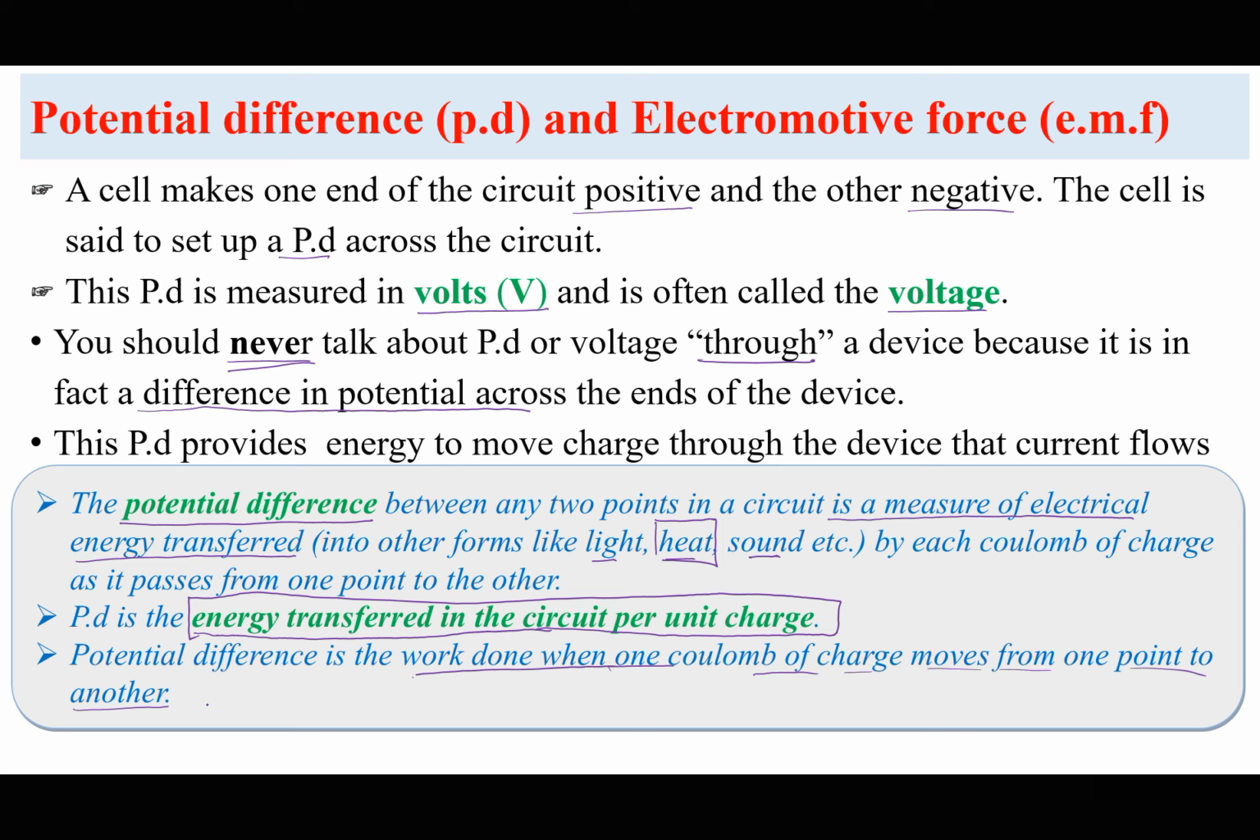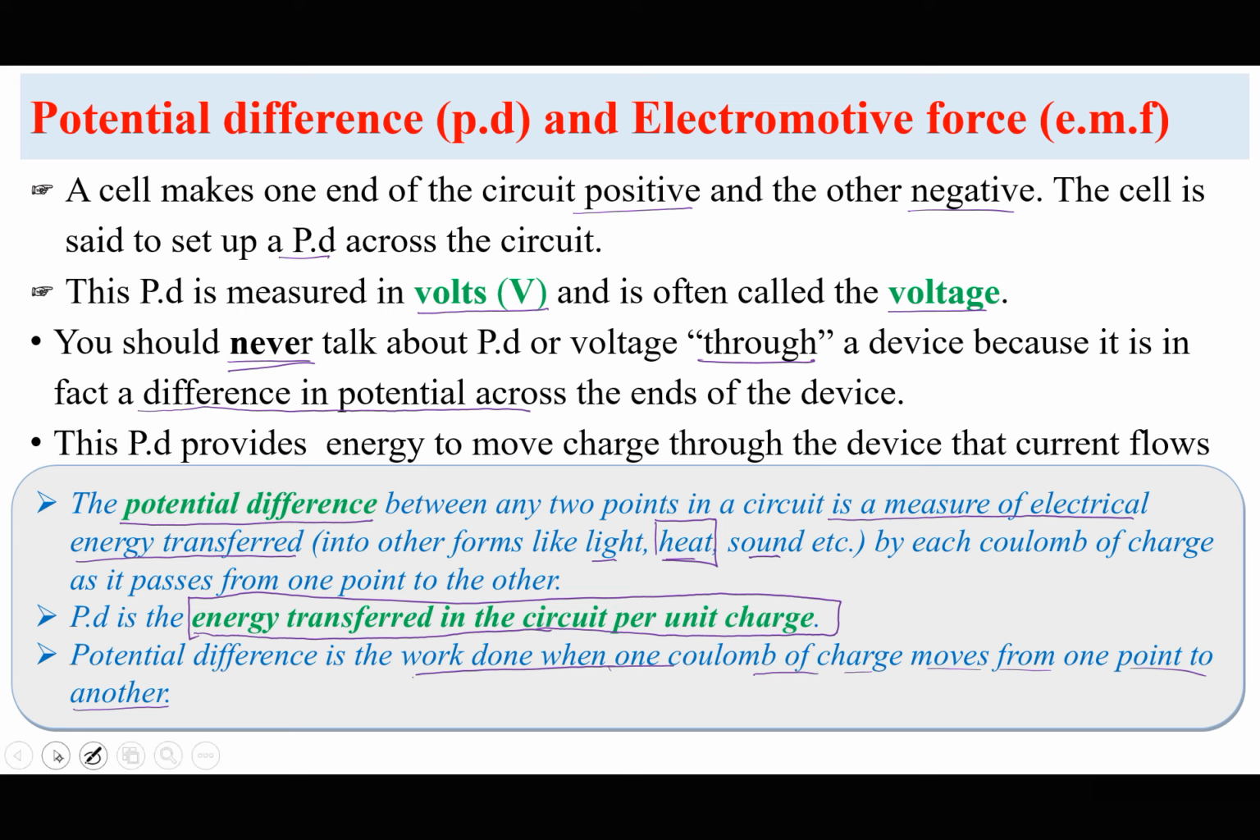It must be in the circuit because there is a relationship between EMF and PD. They have the same formula and the same units. And in both cases, energy is involved. So we must be very careful to define PD as the energy transferred in the circuit per unit charge.